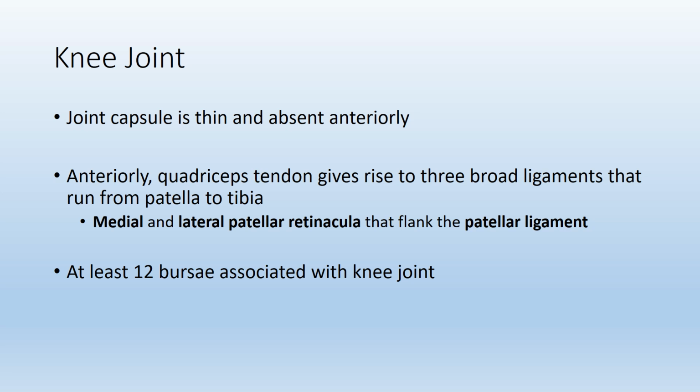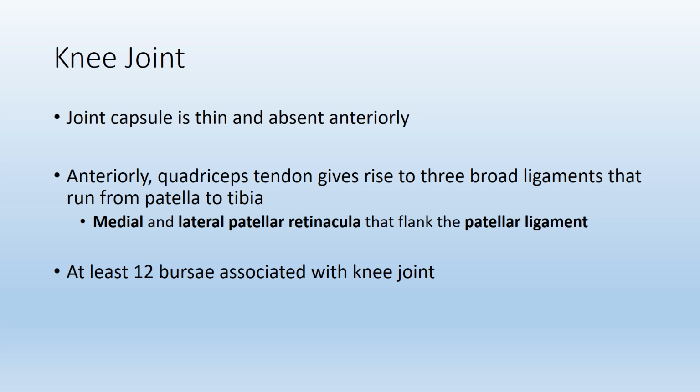When looking at the capsule that surrounds the knee joint and its three joints, it's relatively thin and pretty much non-existent along the anterior surface, which is why we like the patella, which is contained in the quadriceps tendon, to further protect the knee joint from the anterior aspect.